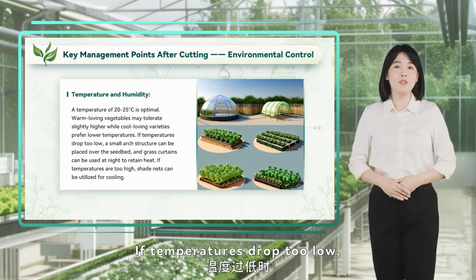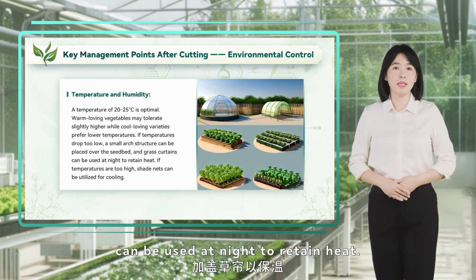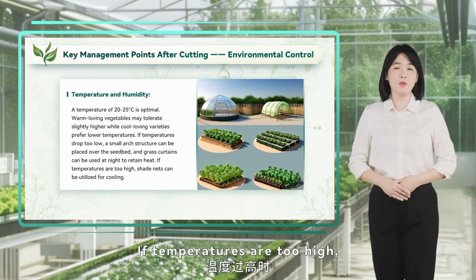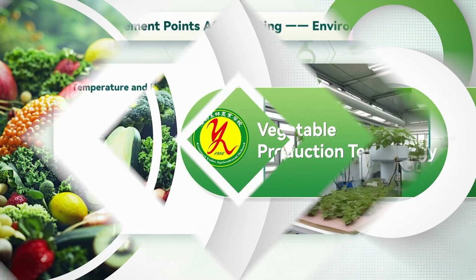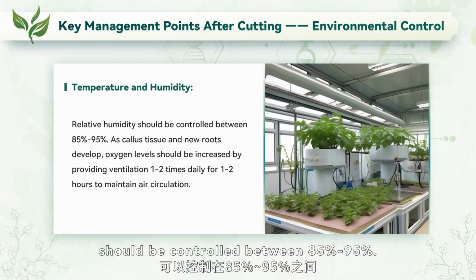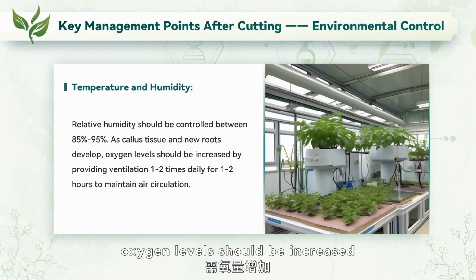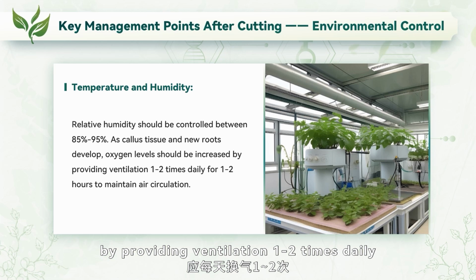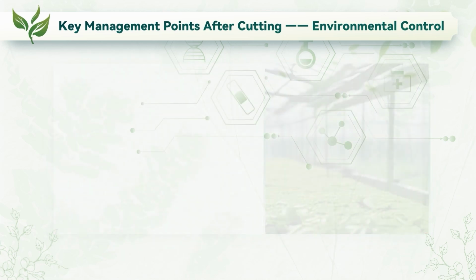Warm-loving vegetables may tolerate slightly higher temperatures, while cool-loving varieties prefer lower temperatures. If temperatures drop too low, a small arch structure can be placed over the seedbed, and grass curtains can be used at night to retain heat. If temperatures are too high, shade nets can be utilized for cooling. Relative humidity should be controlled between 85% to 95%. As callus tissue and new roots develop, oxygen levels should be increased by providing ventilation 1 to 2 times daily for 1 to 2 hours to maintain air circulation.